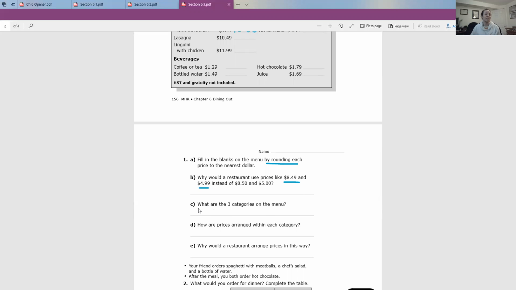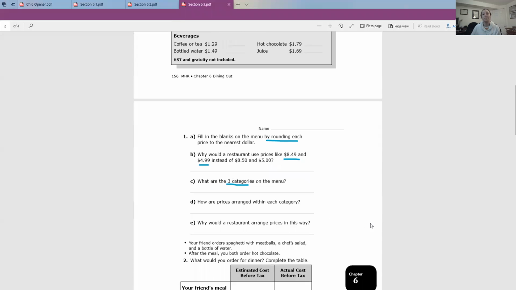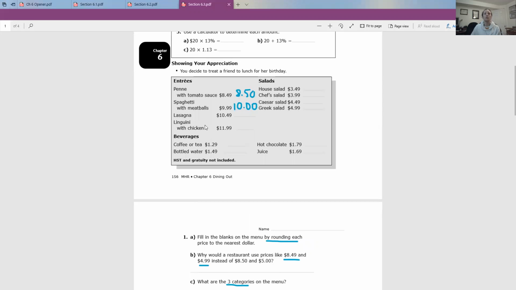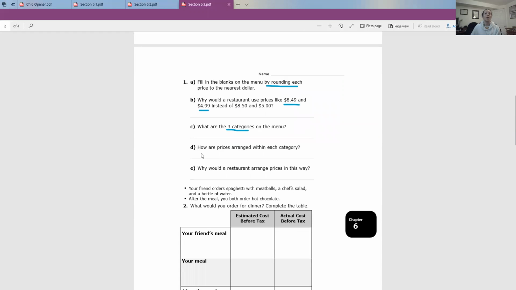So if you take a look at your menu, there are 3 categories. Please list the 3 categories here. Part D, how are prices arranged within each category? So take a look at the entrees. What do you notice about the prices? Take a look at the salads. What do you notice about the prices? You should realize that they go up. They're listed from least expensive to most expensive.